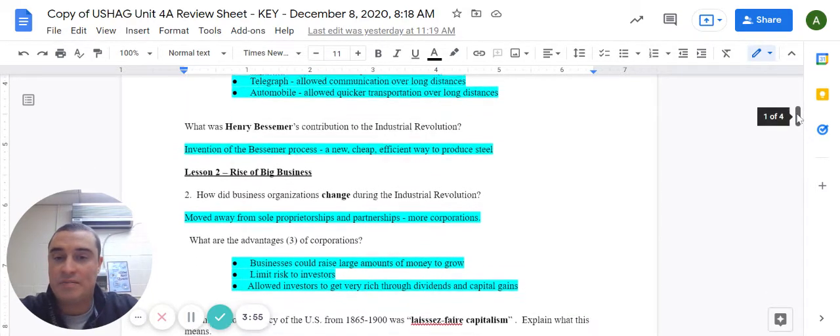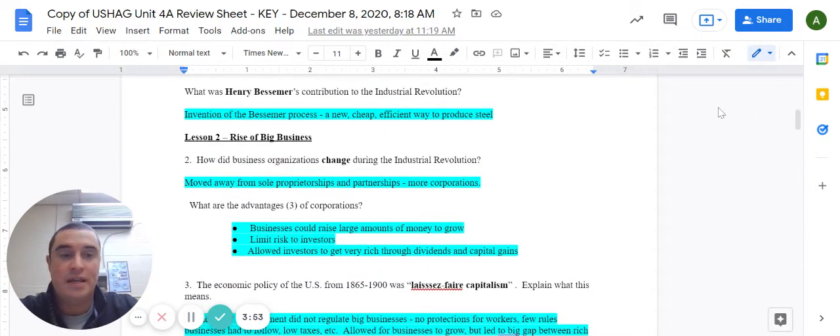Finally, what was Henry Bessemer's contribution to the Industrial Revolution? He came up with what we call the Bessemer process, which was a cheaper, more efficient way to produce steel, which allowed factories to grow, railroads to grow, etc.